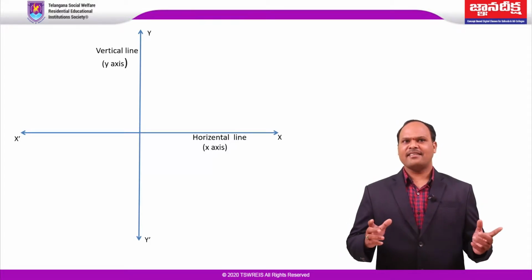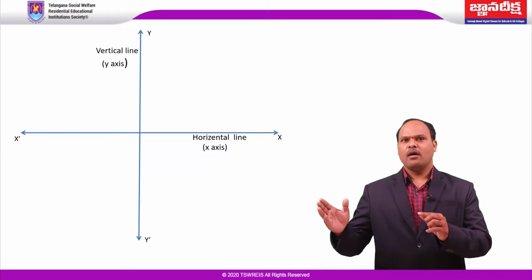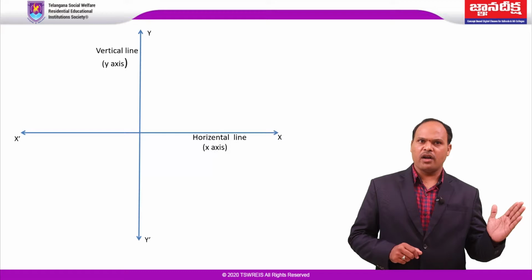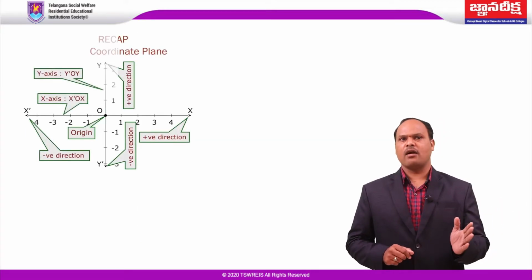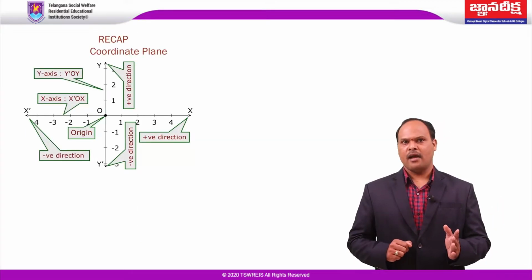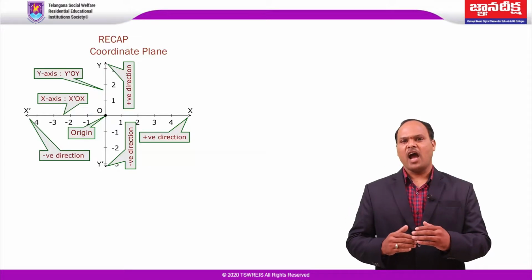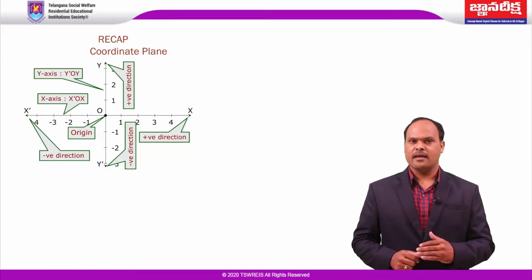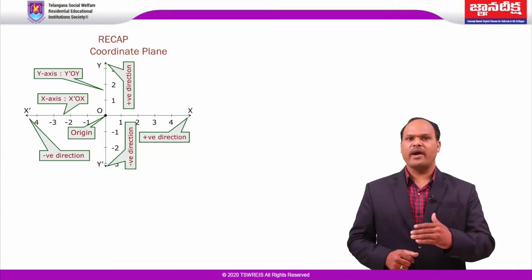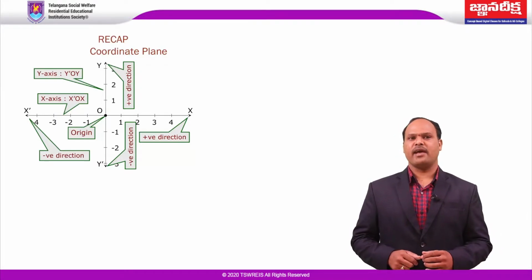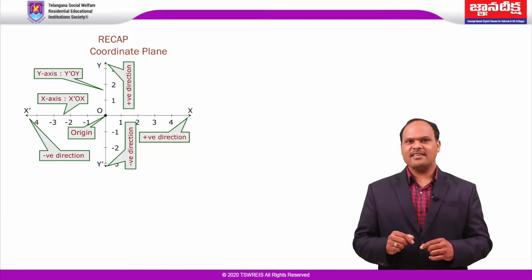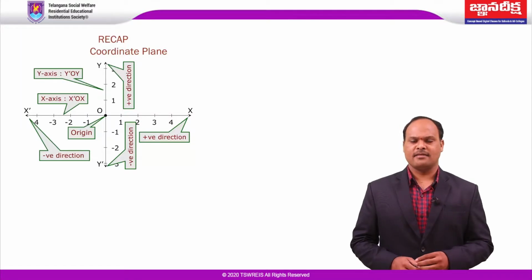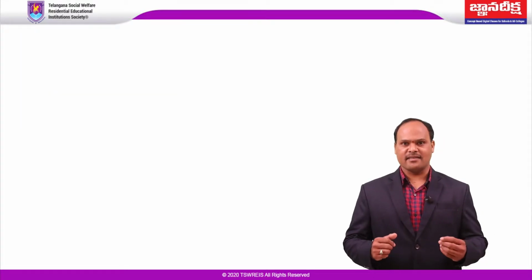A part of x-axis, right side of origin, OX, is called positive x-axis, and left side of origin, OX', is called negative x-axis. And a part of y-axis above the origin, OY, is called positive y-axis, and below the origin, OY', is known as negative y-axis. These x-axis and y-axis divide the total plane into 4 parts. They are known as quadrants.